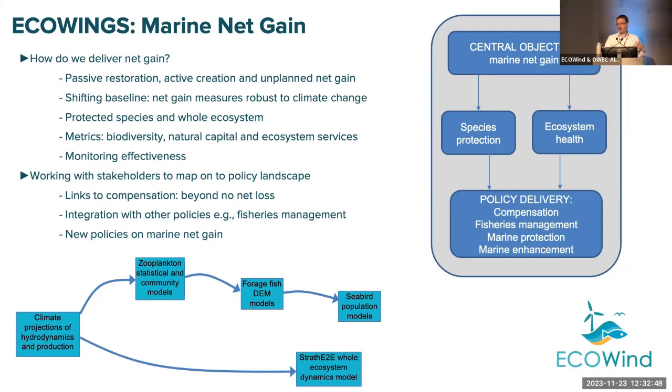So in ECOWind, for example, we're doing a series of linked models that incorporate hydrodynamic and climate projections that feed into zooplankton models. These then feed into fish models and then ultimately seabird population models. That's shown in this diagram at the bottom here. And then we have another route that goes from those climate projections into the Strath-E2E model that you heard from Mike earlier.